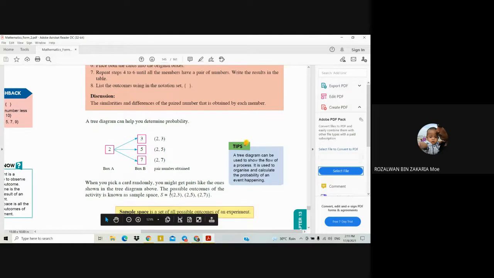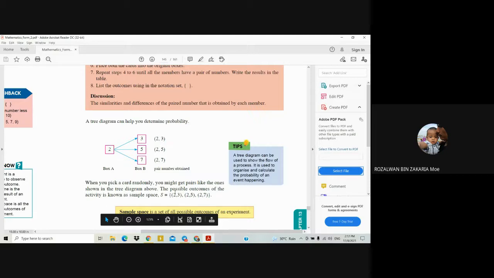So the possible outcome of the activity is known as the sample space. Capital S is the sample space for this one. You have to write it in set notation like this, and in the set, you have to write all the possible outcomes.